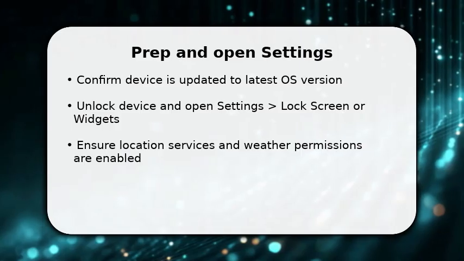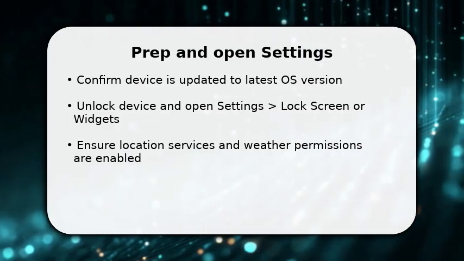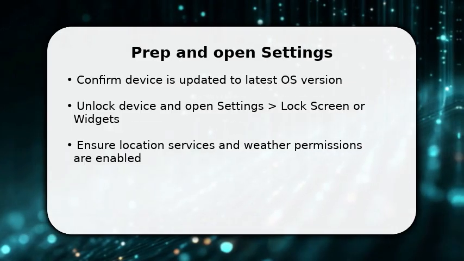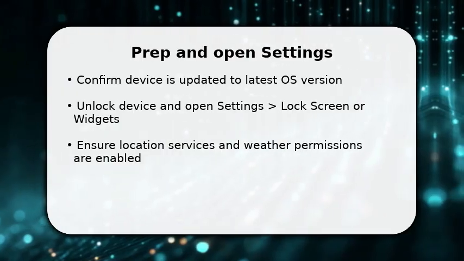You'll start by confirming essentials so the widget can appear. Open Settings now and go straight to Lock Screen or Widgets. This is where you add elements.